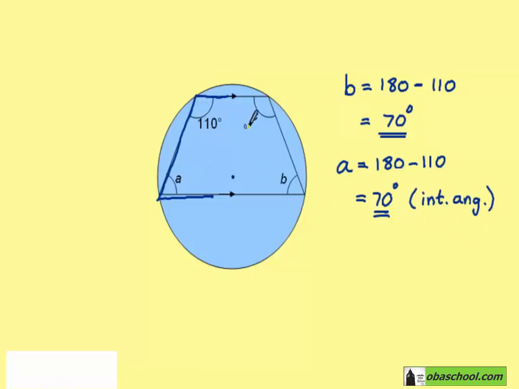Finally, we can now find C. We could use the cyclic quadrilateral again and note that C must be 110 since A is 70.